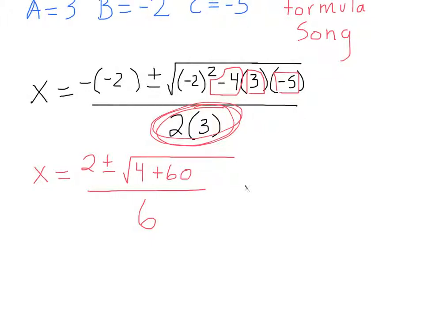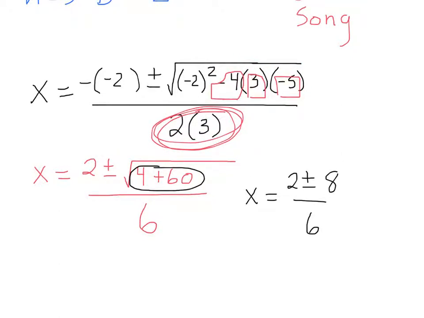Okay, let's keep simplifying. So I have x equals 2 plus or minus. Now 4 plus 60 is 64. And then the square root of 64 is 8. All over 6. That worked out pretty good. So notice that I took 4 right here and I added it to 60, and that gave me 64, and then I took the square root of 64, which is 8, and I put it there. Now here's how you're going to get two answers.